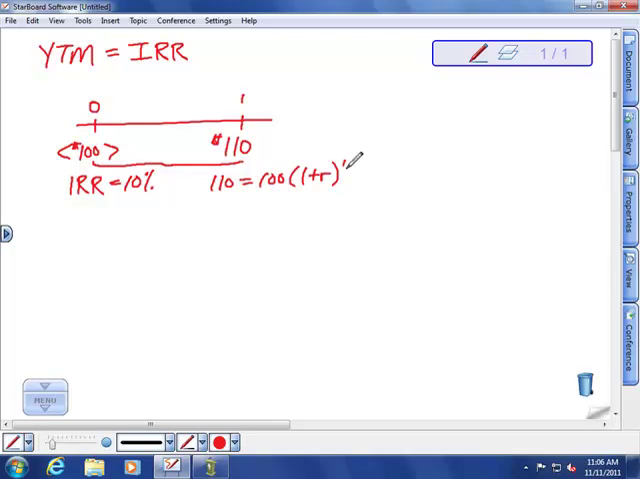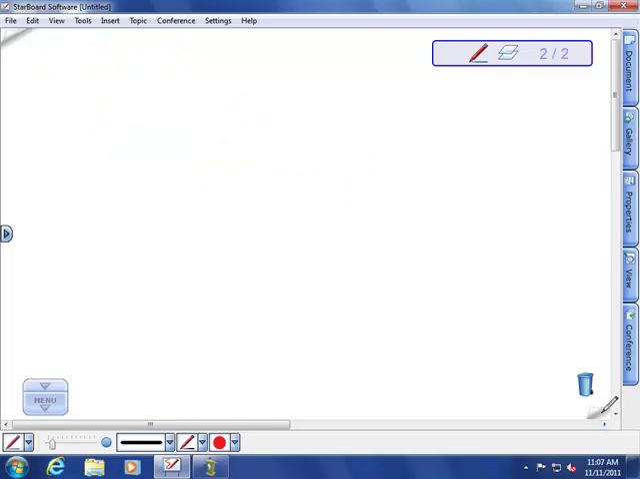So if these cash flows belong to a bond, then this 10% here, these cash flows' internal rate of return, would be called its yield to maturity. So the yield to maturity is the bond's internal rate of return. It's what is expected or promised if the bond is held to maturity.